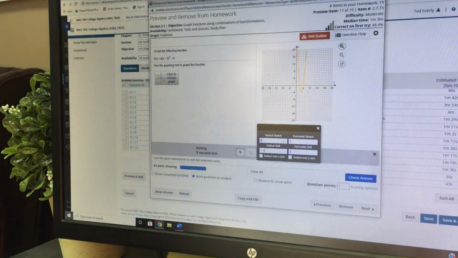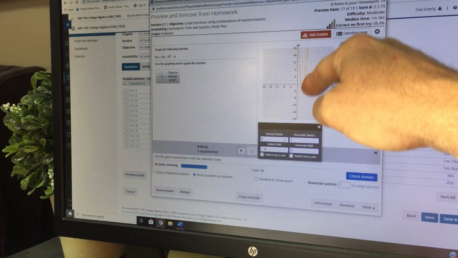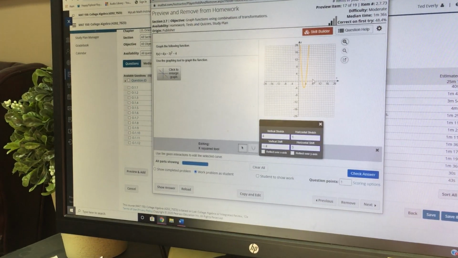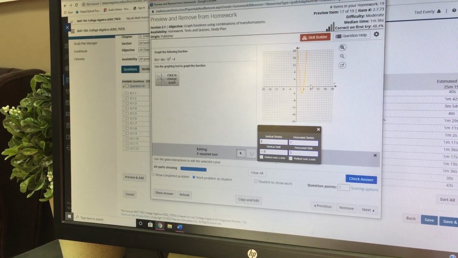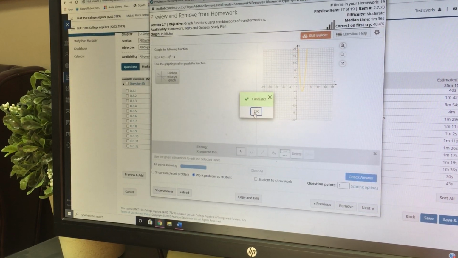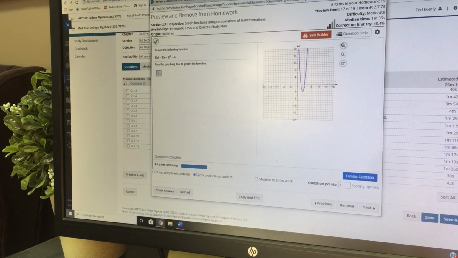Okay, and you can click these other boxes. You can see how it moves it around. But you see it's stretched. See it's real skinny on this one because it's a 4. And it's moved over to the right 3, and it's gone down 4. And there you go. Let's do one more like that.